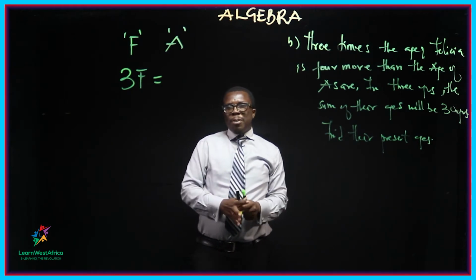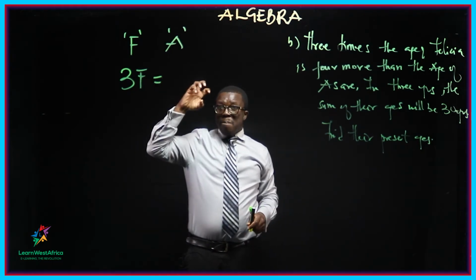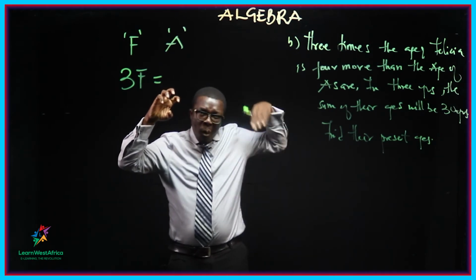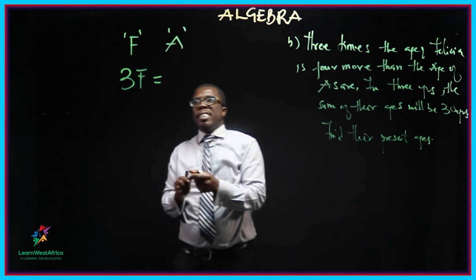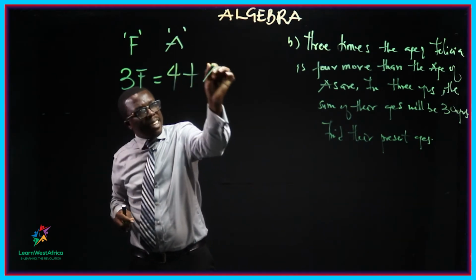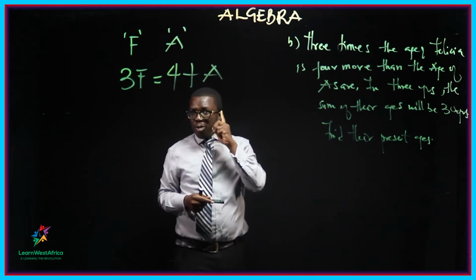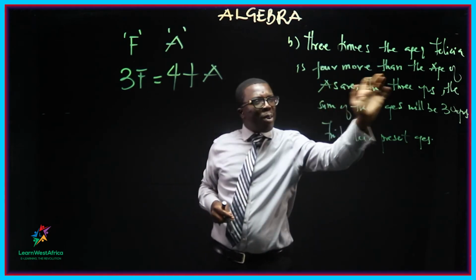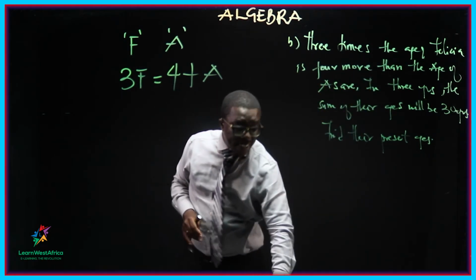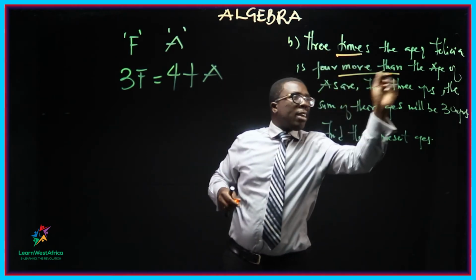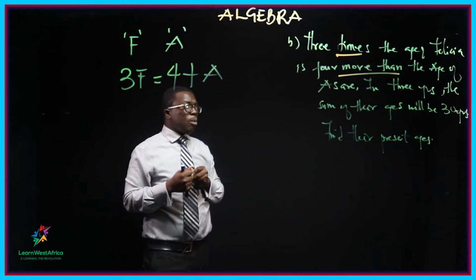Say Felicia's age multiplied by 3 is 4 more than Asari's age. Asari's age translates into A plus 4. "More than" translates into plus. These are word problems.